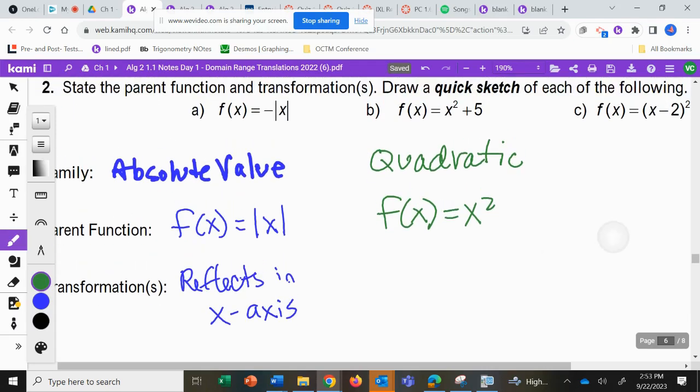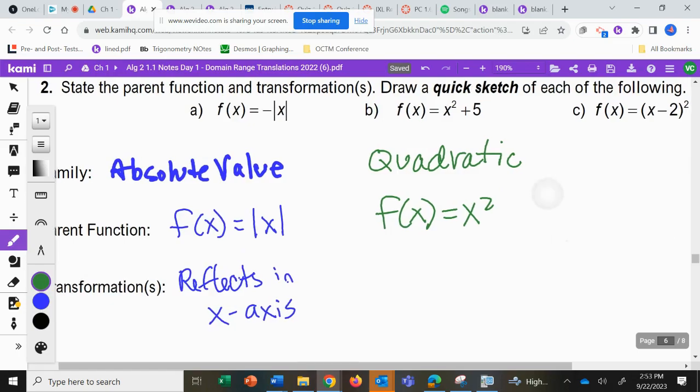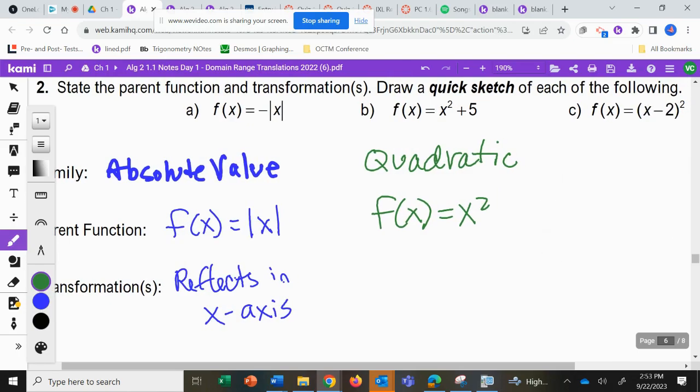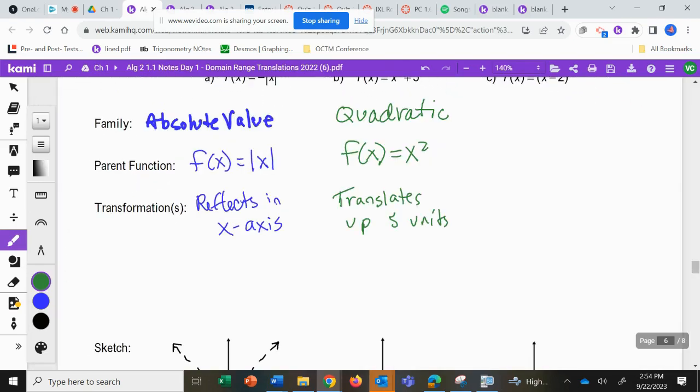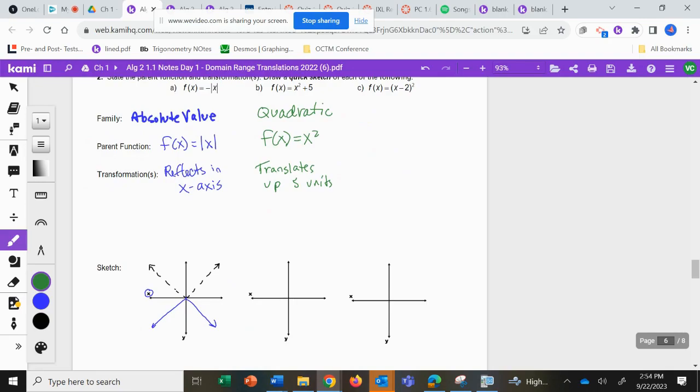What's a plus 5 do? Notice the plus 5 is not being squared. So this is on the outside. This plus 5 is on the outside. Up 5, right. I'll talk about vocabulary next week, but I'm writing it down even though we're not talking about the word. But yeah, it's going to go up 5. So on our sketch, doesn't have to be super accurate, you're going to dash that U shape. And then you're going to go 1, 2, 3, 4, 5, and you're going to make a solid.